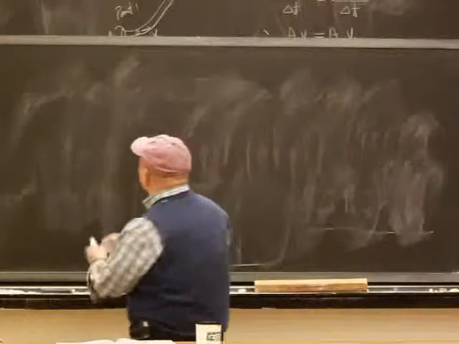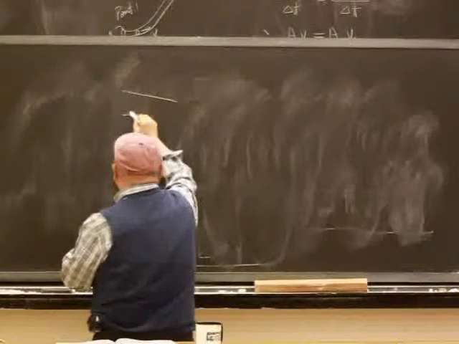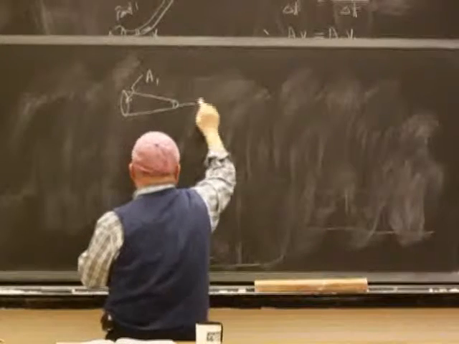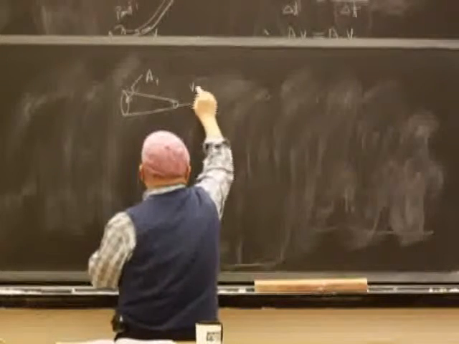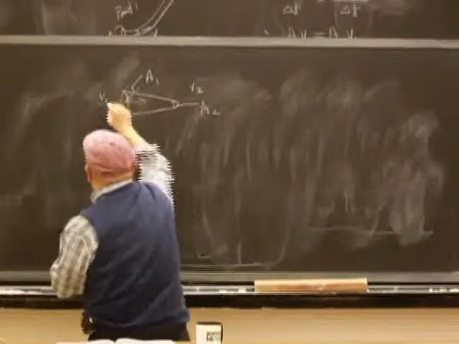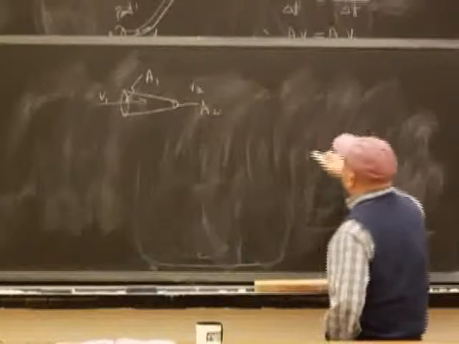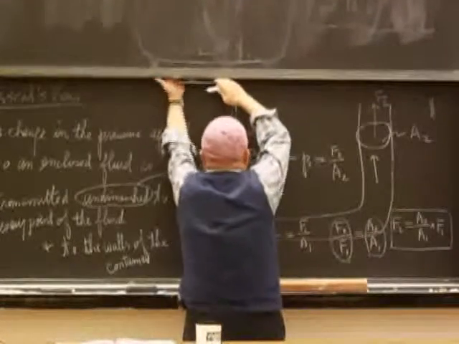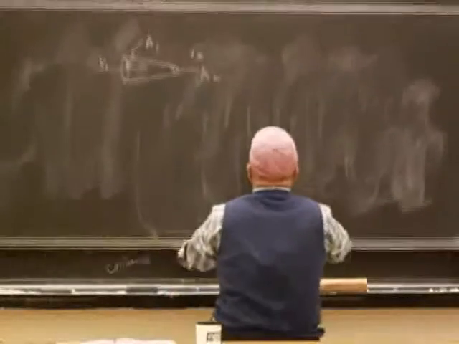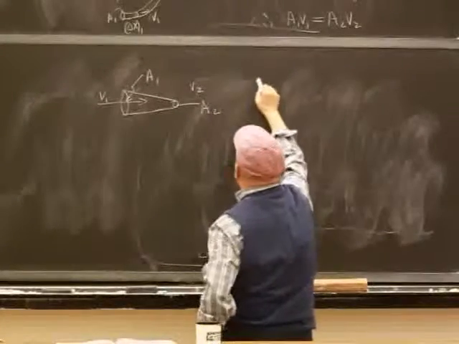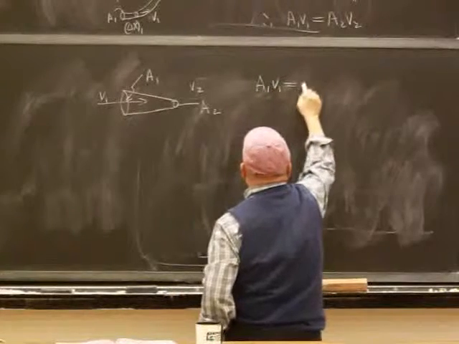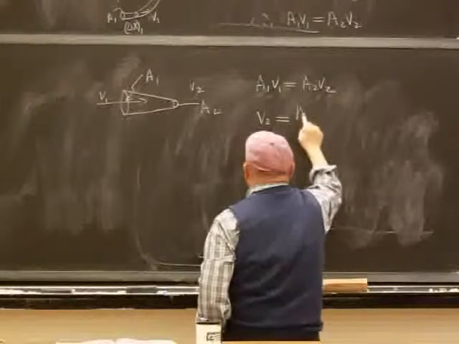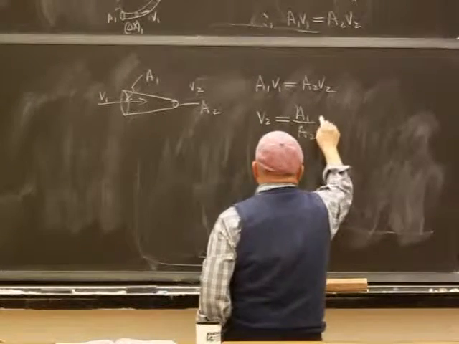Water in the water hose, the structure is something like this, squeezed down like this. We like to say this is area A1, this is area A2, this is V2, and here flowing is V1. According to the equation we have on the top, A1 V1 equals A2 V2. So V2 equals A1 divided by A2 times V1.